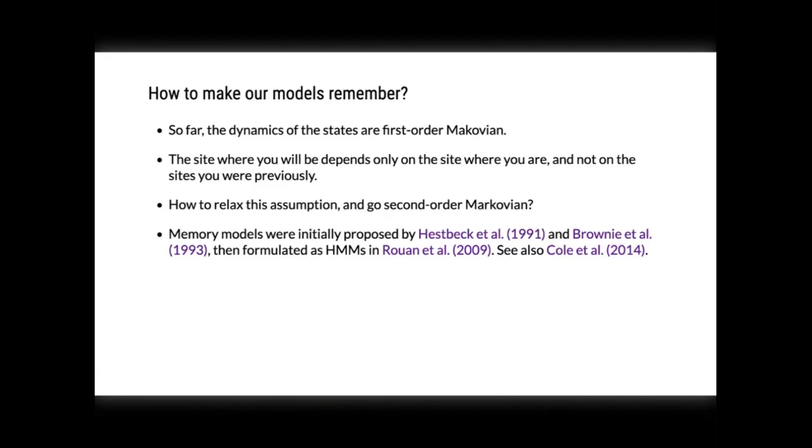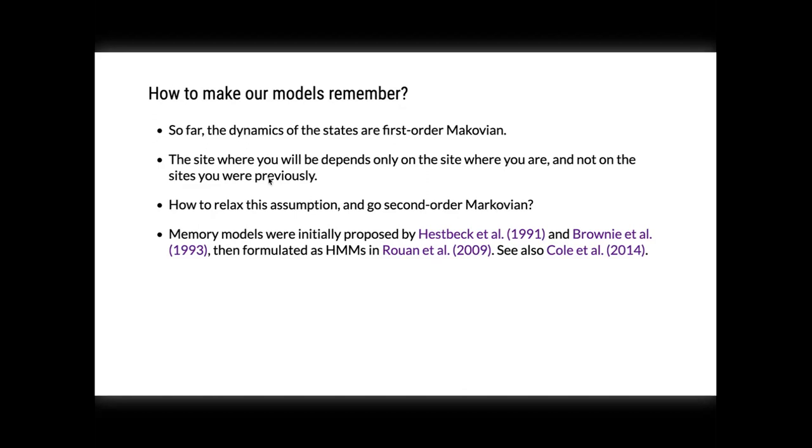So for now, what we've considered are models that we call first order Markovian, meaning the future state depends only on the current state and not on the previous or past states. You could go a bit further and say the future state at t depends on the state at t minus one and also t minus two, but not t minus three, four, five. That would be a second order Markovian model. And how to do that? It's kind of easy in the HMM framework.